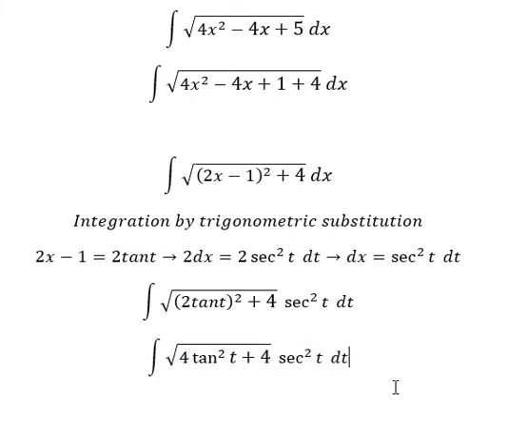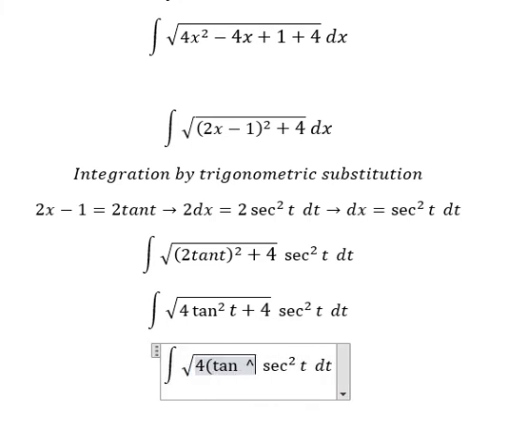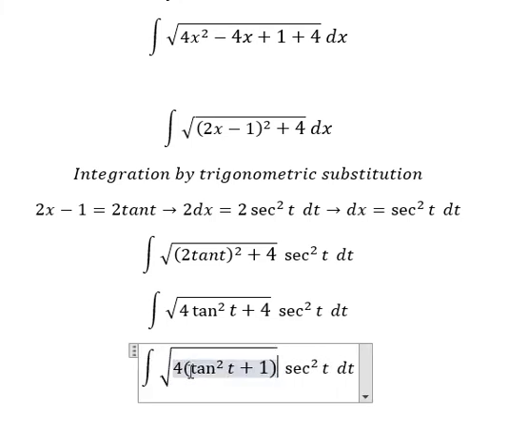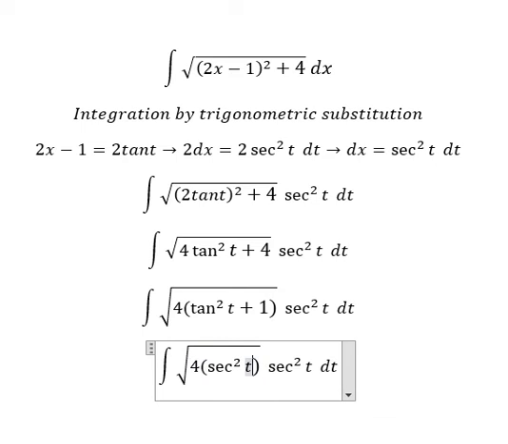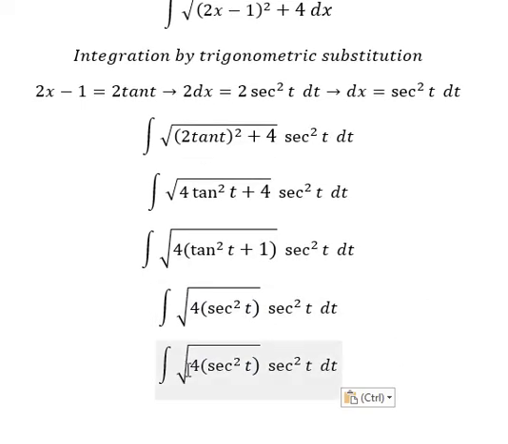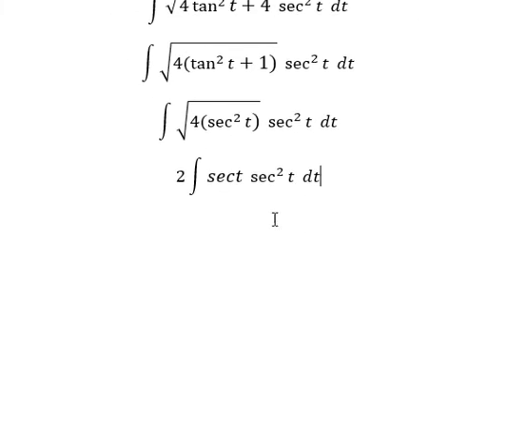Number 4, we can do factorization. And this one we change for secant of t squared. The square root of 4 secant of t squared, we have 2 secant of t. So we put number 2 outside. Now I will concentrate on this one only.